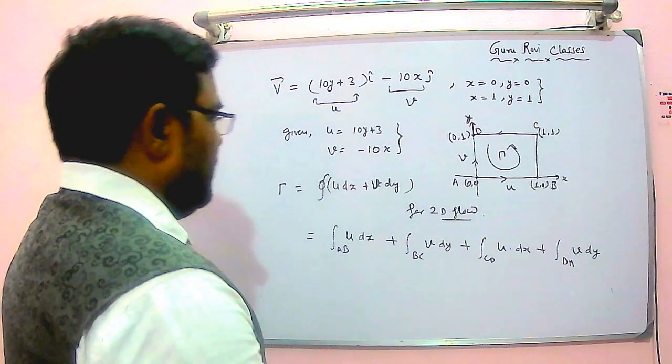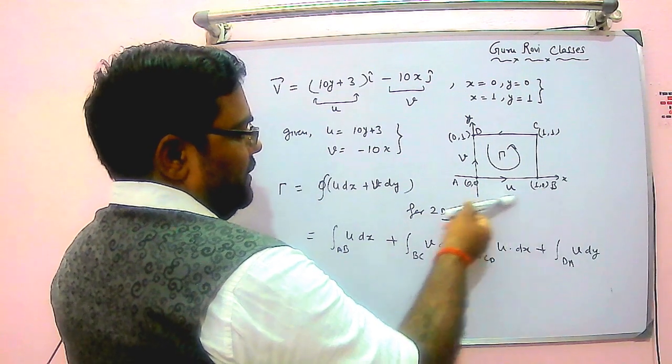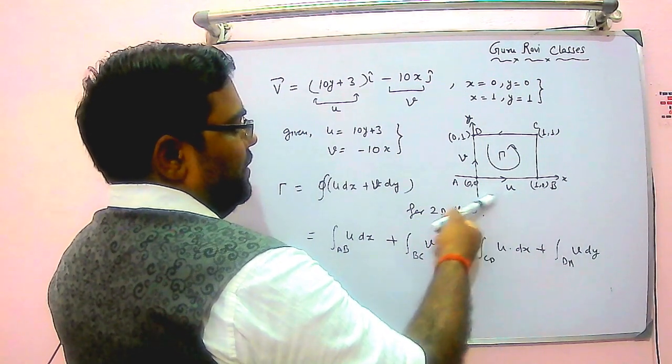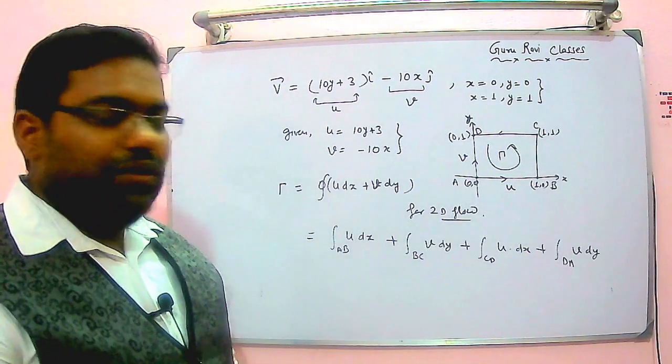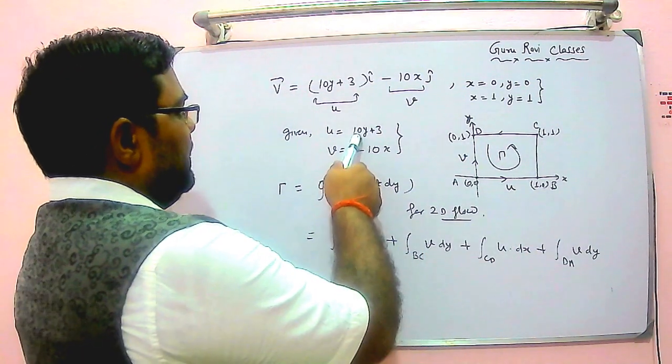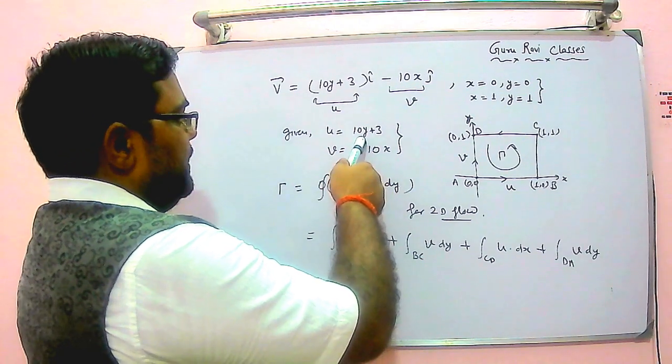Now at this point, what is the value of y? y is 0, only x is equal to 1. x is equal to 1. So look at the u equation. u is here, and y is 0.